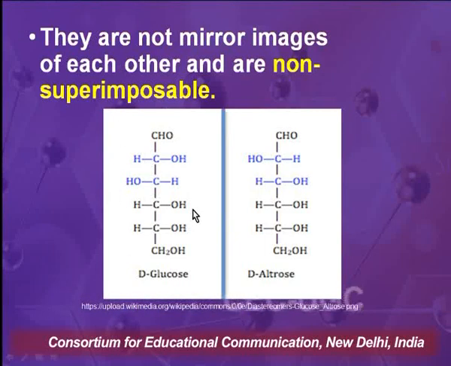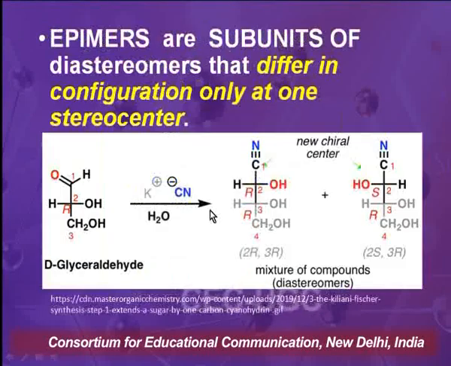So for example, in D-glucose and D-lyxose, the configuration at the third chiral carbon and the fourth chiral carbon is same. So these are examples of diastereomers. So now, what is the difference between enantiomers and diastereomers?